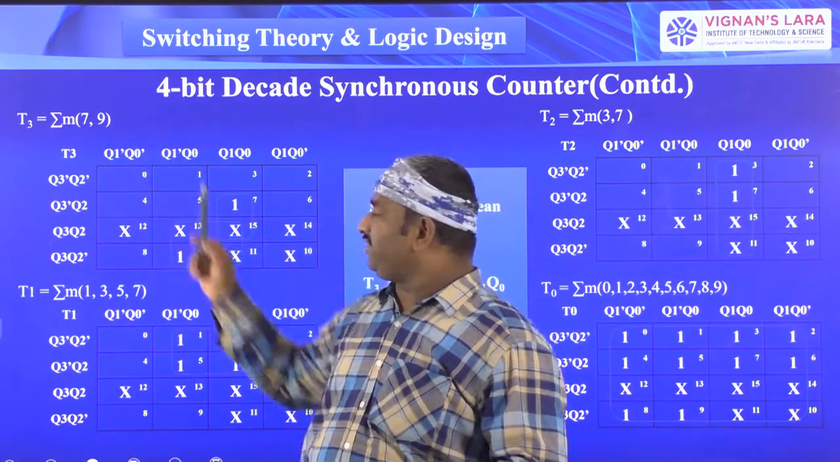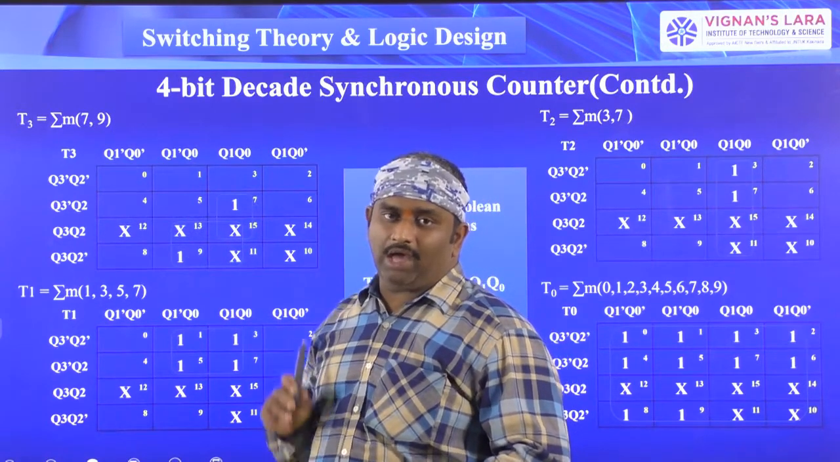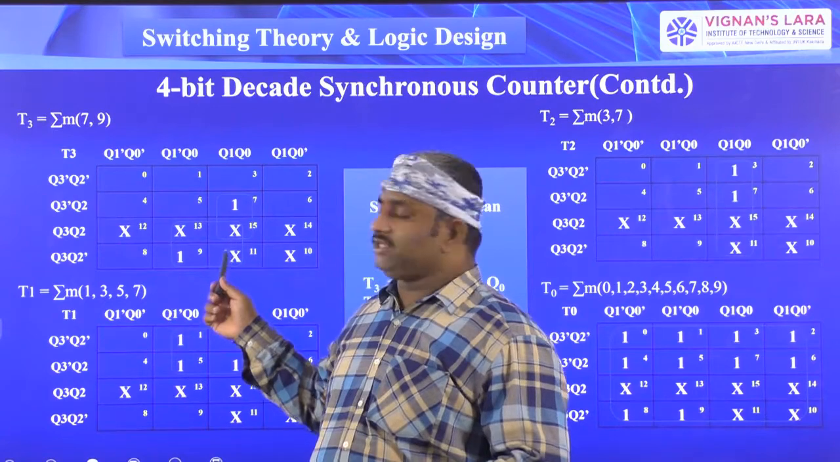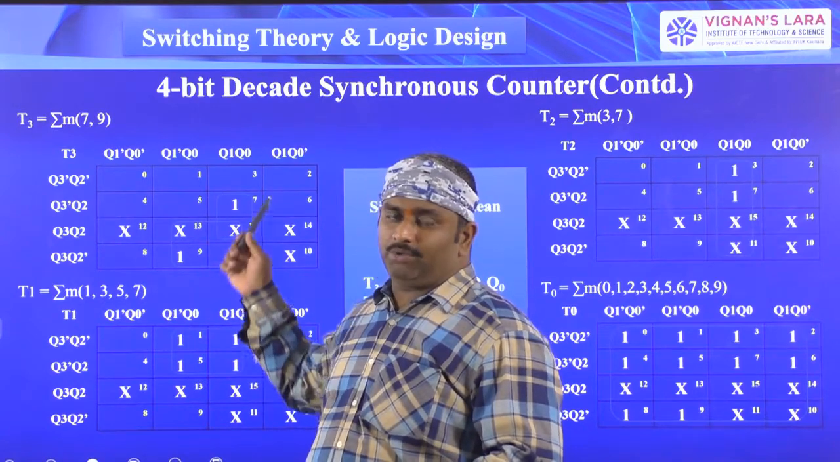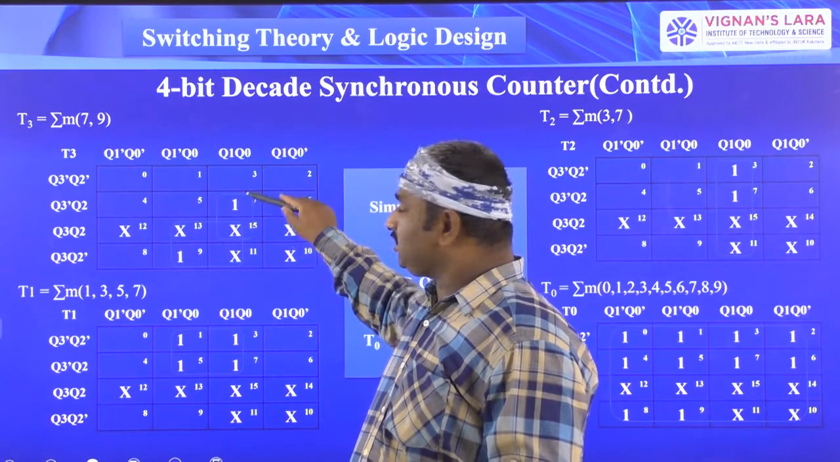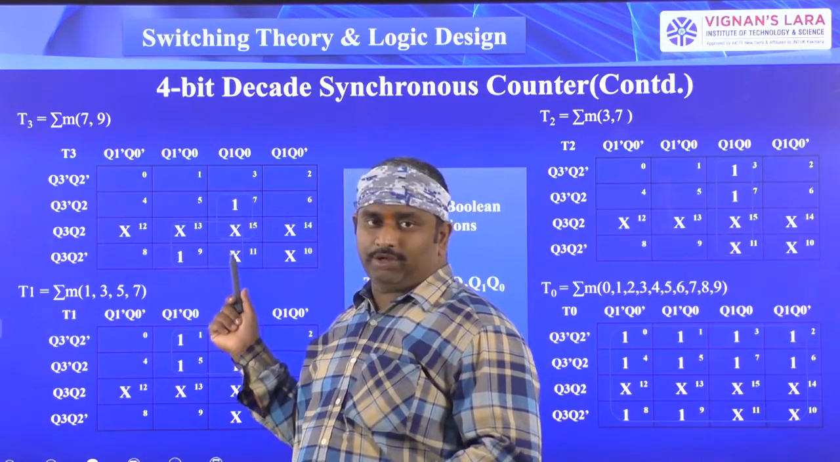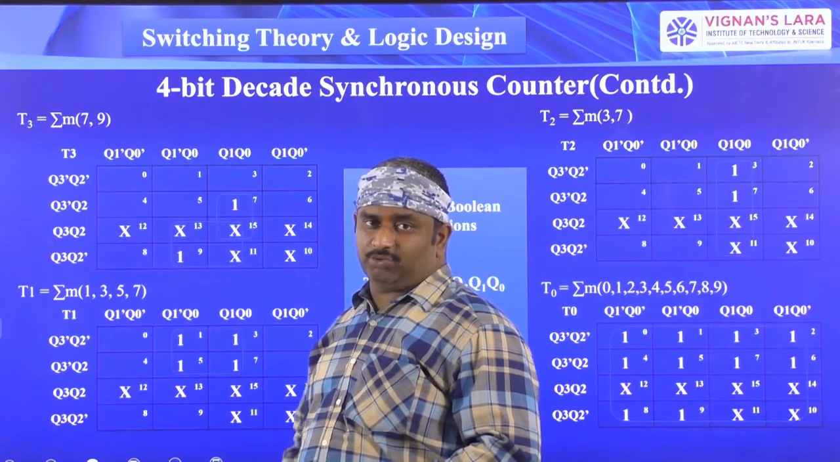Next, T3 is equal to 7, 9. So this is 7, this is 9. Now you have to write down this one quad function output and one pair function. Now you have to frame the groups. This is the quad, this is the pair. Okay, one quad and one pair is available. Here I am not showing it to you, but you have to practice at home.